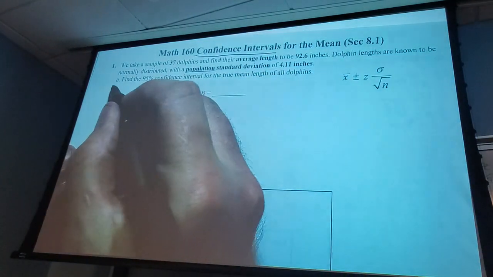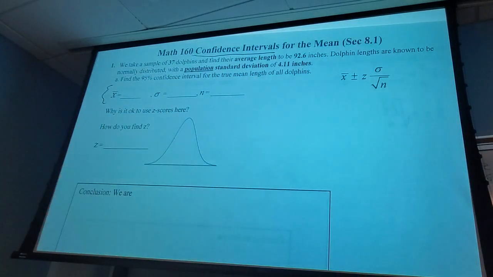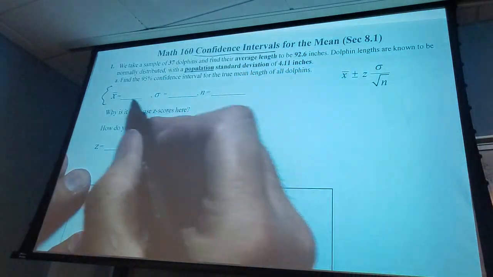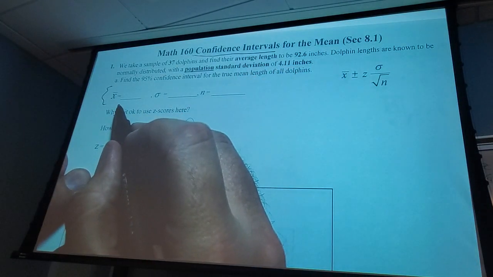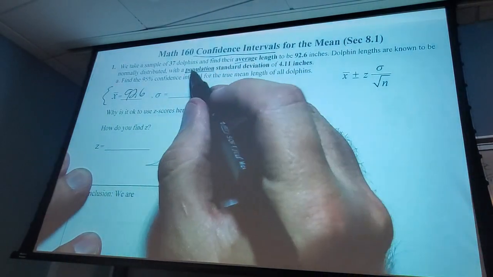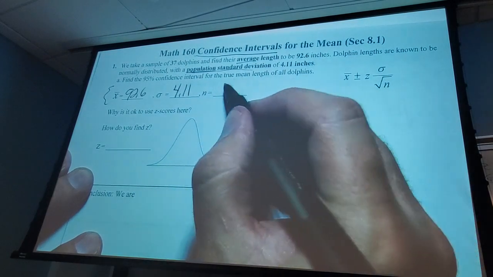I'm never gonna write this down on a problem necessarily, but the very first thing you should do in any math class where it's a lot of wordy problems, again, it's not a word problem, is gather all the stuff they tell me. So what does the sample mean? The population standard deviation is given, and the sample size is 37.